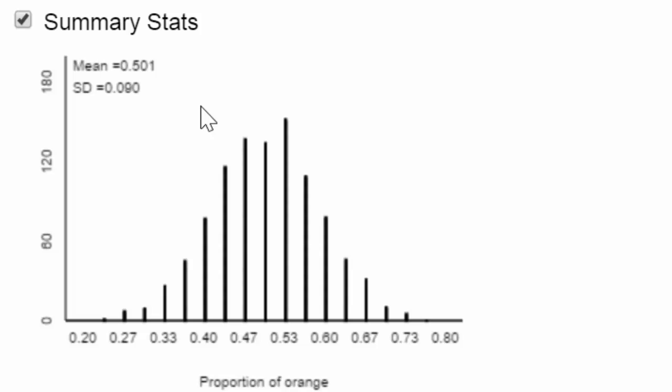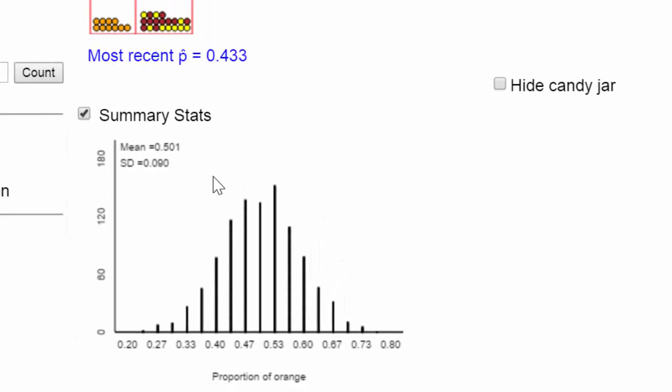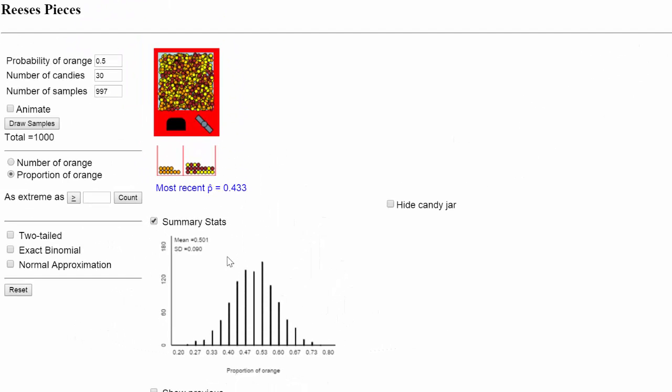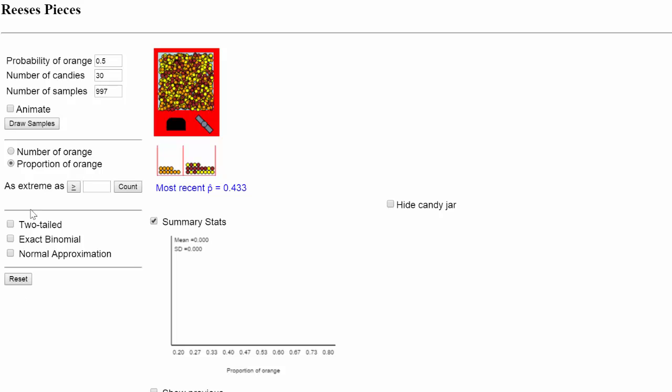Let's return to the Reese's Pieces applet and let's simulate the sampling distribution for the proportion of orange candies when n equals 30. Let's set the number of samples to 500 and be sure that the summary stats is on. And we're going to note the mean and standard deviation. Also, make a note of the spread. So I'm going to reset the applet here, and let's change the number of samples to 500.